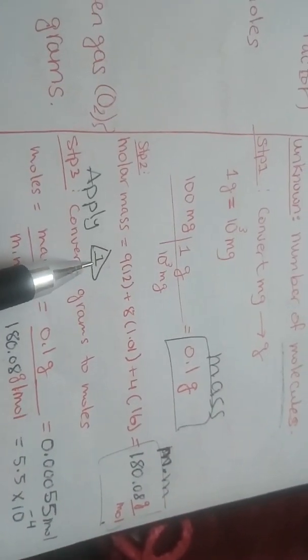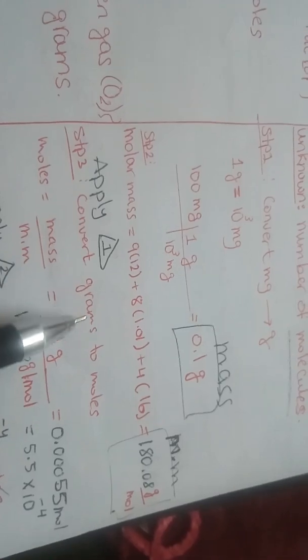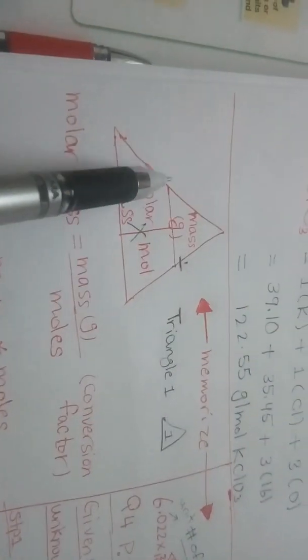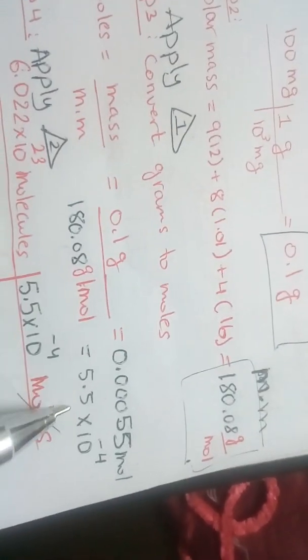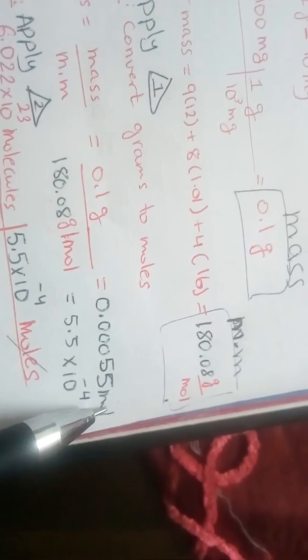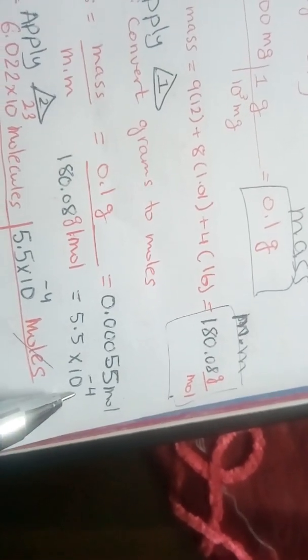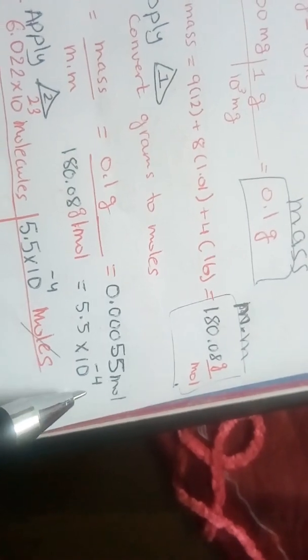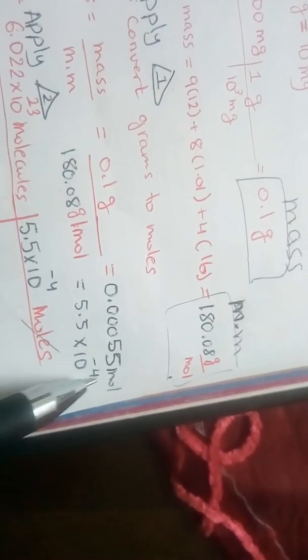Step 3, apply triangle 1. Convert grams to moles. Moles is equal to mass divided by molar mass. Remember, that line is division. Let's apply it over here, and then we get this number of moles. Now notice how I've just reshaped this number to look like a power of 10.